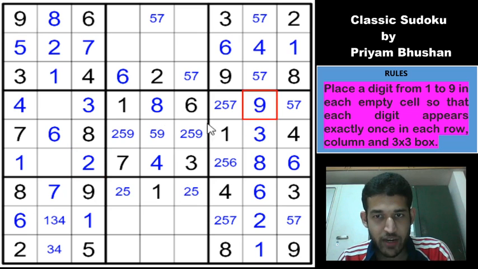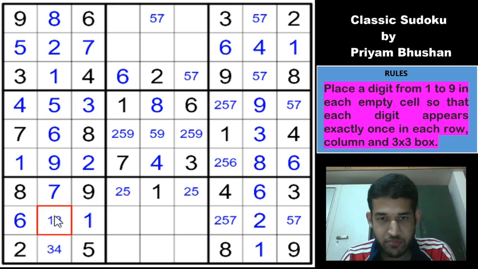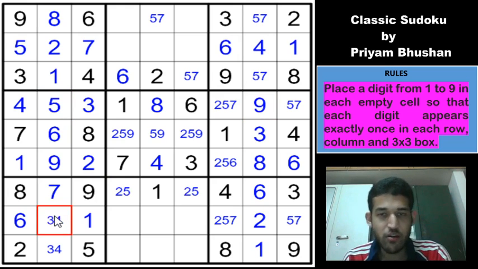Yeah. So you have a 9 here, so this must be a 9, and this must be a 5. And this must be a 3, 4 pair. A very clean solve path so far.